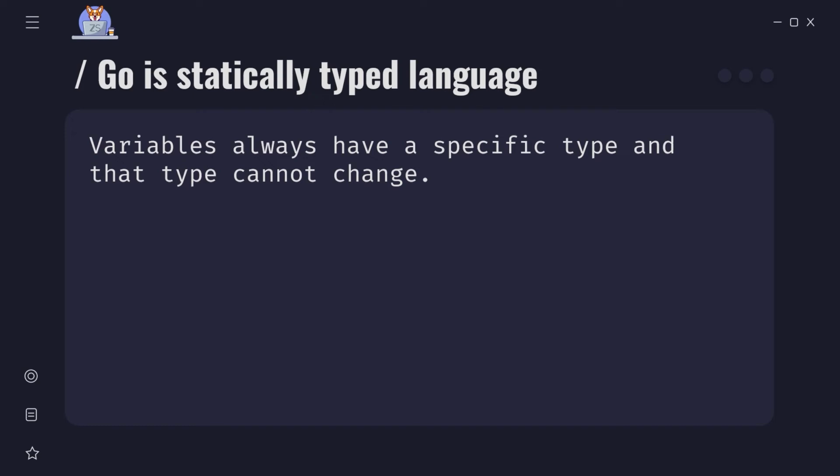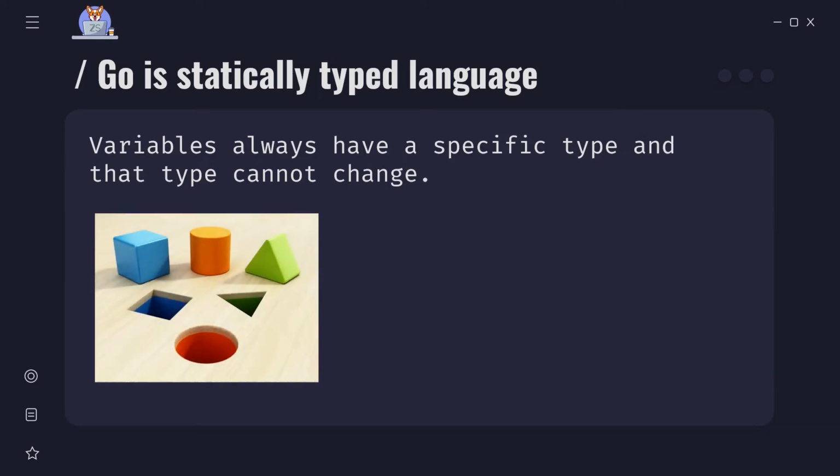Go is a statically typed programming language. This means that variables always have a specific type, and the type cannot be changed. If you work with dynamically typed programming languages like JavaScript or Python, this is an important concept to learn.